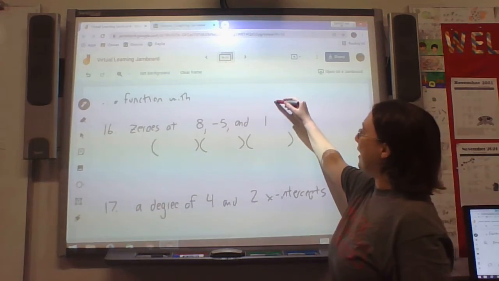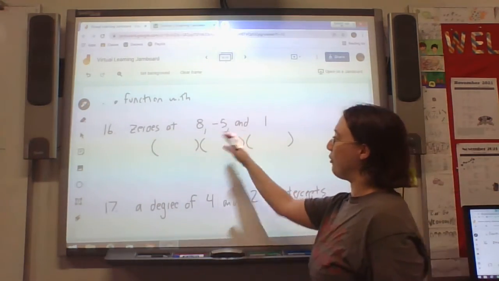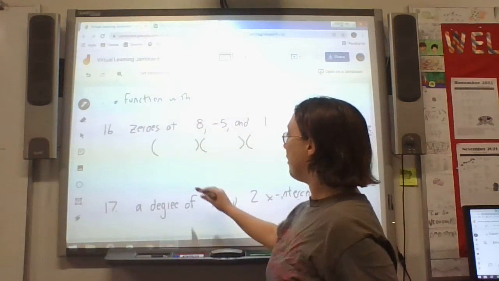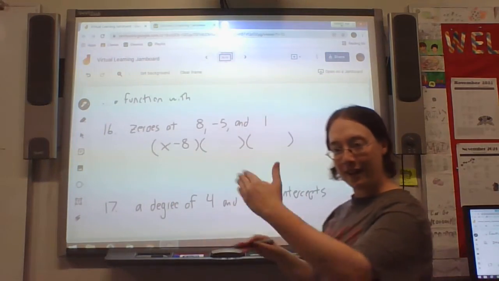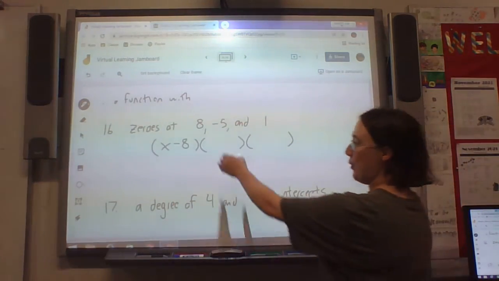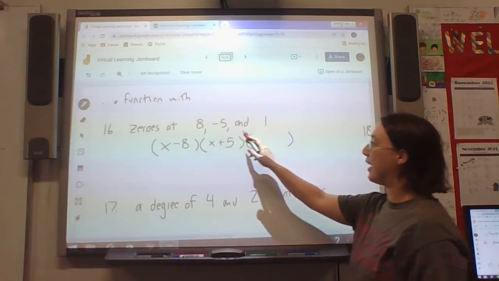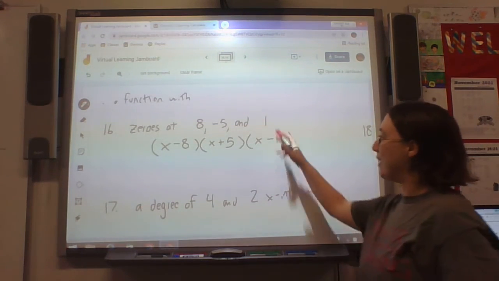So you could go ahead and write it out with an x cubed and an x squared and try to finagle it until you get your zeros there. It's probably going to be easier if we just put our factors there to begin with. So if one of these things is an x minus 8, that'll give us an x-intercept at 8. If we have an x plus 5 here, that'll give us an x-intercept at -5. If we have an x minus 1 here, that'll have an x-intercept at 1.